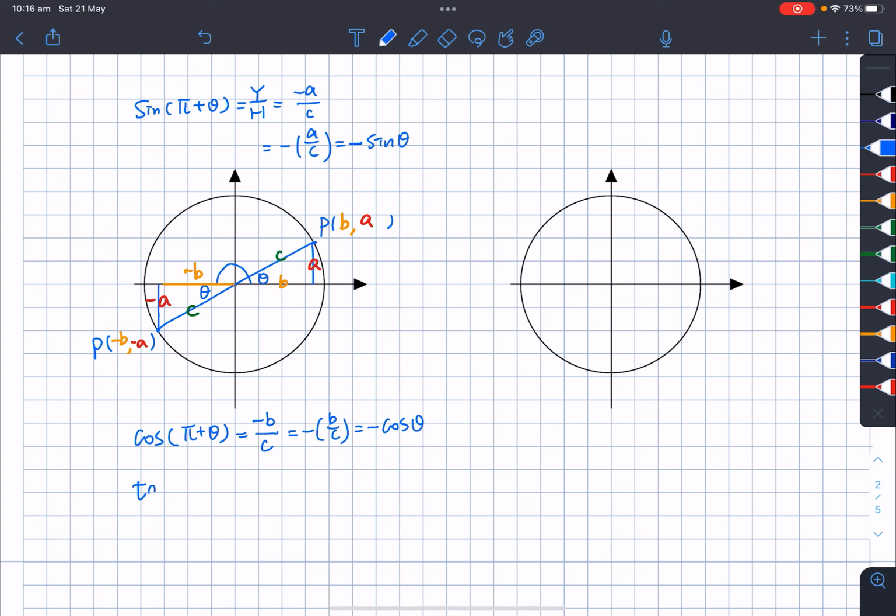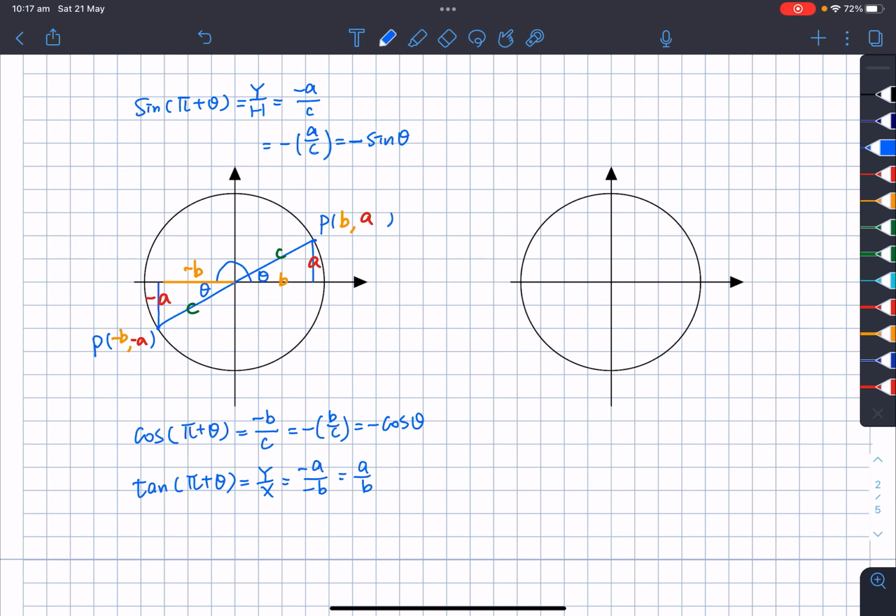Therefore, tangent pi plus theta will be y over x. In the third quadrant will be negative a over negative b, right? So equal to a over b. A over b in the first quadrant is just tangent theta. So answer is tangent theta.